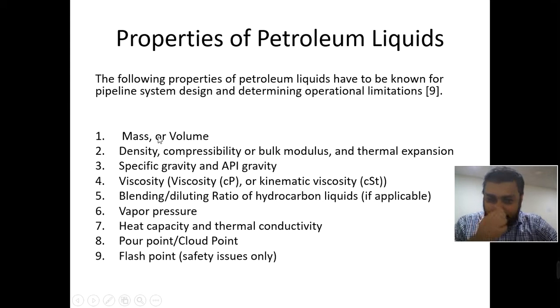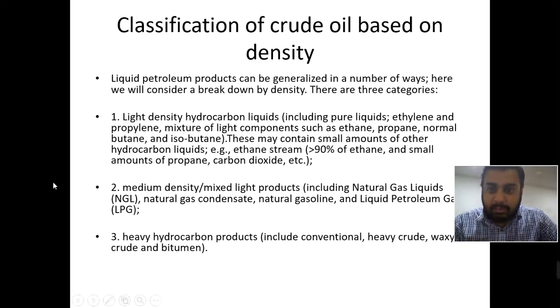All these properties matter in the design of pipelines, because if you have an improper ratio or improper planning based on these properties, then your pipeline transportation, truck transportation or ship transportation may suffer and create big issues for us. Then you should know that we have three different kinds of oil: light, moderate, and heavy.